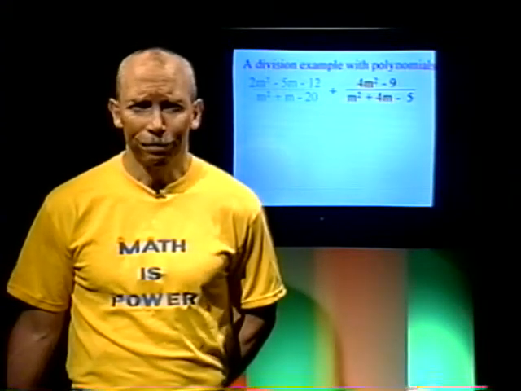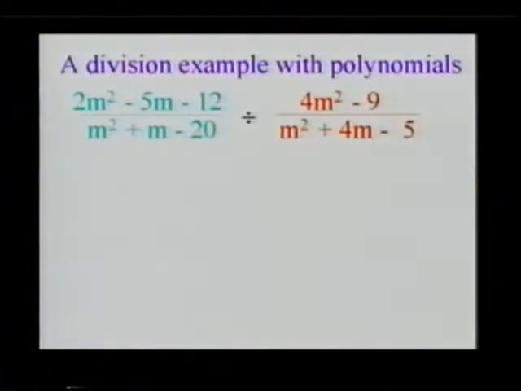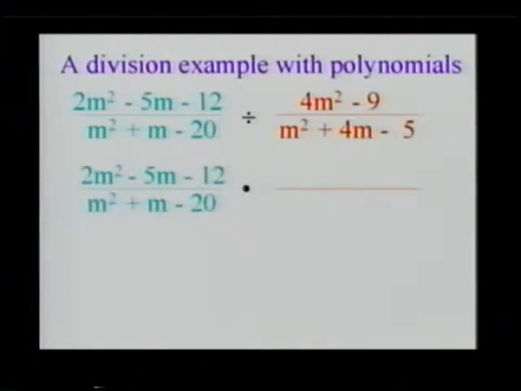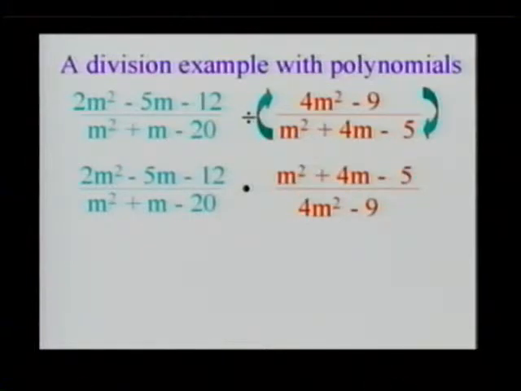Look at this one. Let's do division with polynomials. Not so bad. It's going to be changed into a multiplication problem. I'm going to take the first fraction, in this case the green one, they're not always green, and multiply it times the reciprocal of the second fraction. So let's just flip that second one, put 4m squared minus 9 in the bottom, and put the bottom in the top. Then do multiplication. It's not so bad, is it?